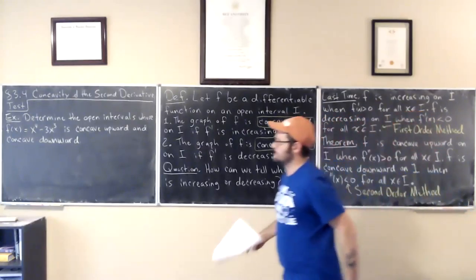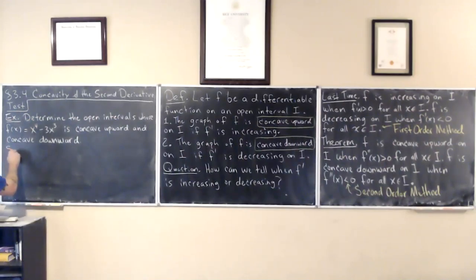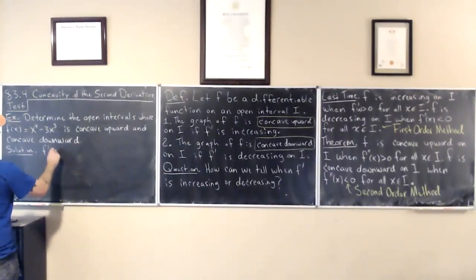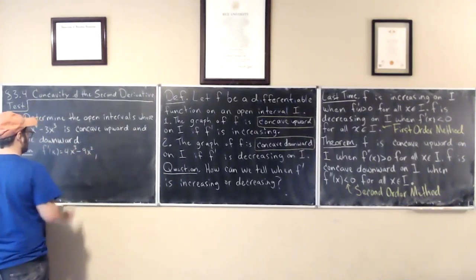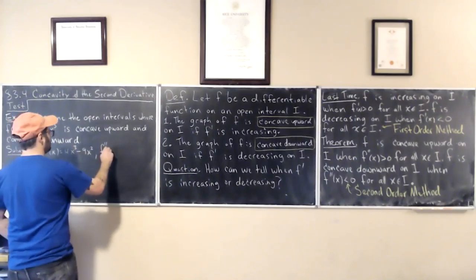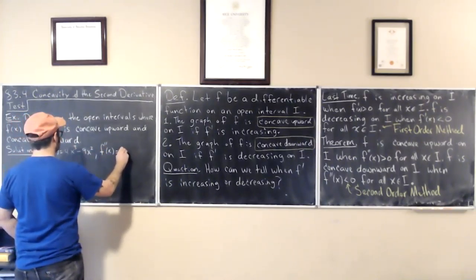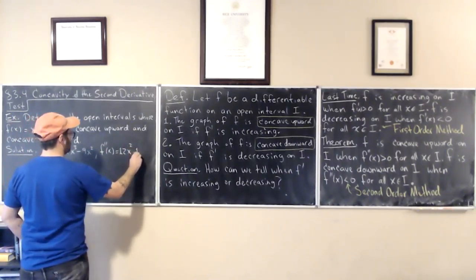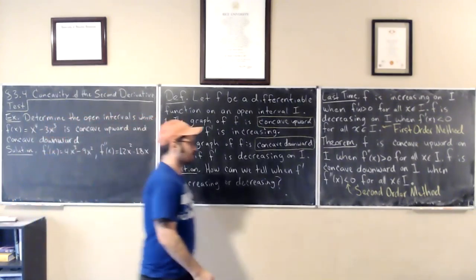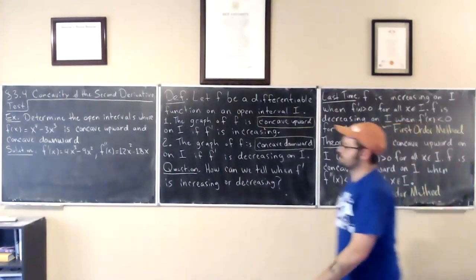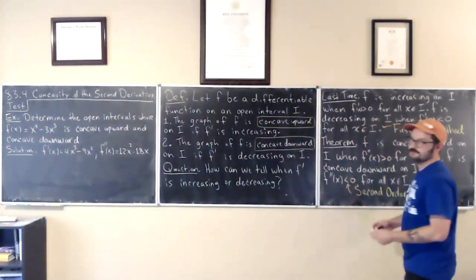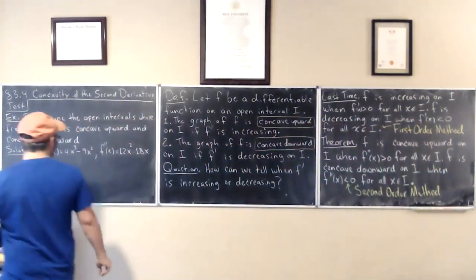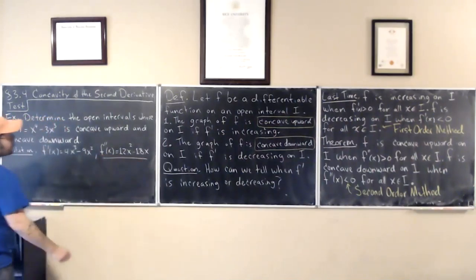Okay, so let's look at what the solution would be. Okay, so we're going to need to take the derivatives of this. All right, so there's the first derivative. And then f double prime of x is equal to 12x squared minus 18x. Okay, so we basically need to determine when this second derivative is greater than 0 or less than 0. It could be always positive, it could be always negative. So let's just analyze this.